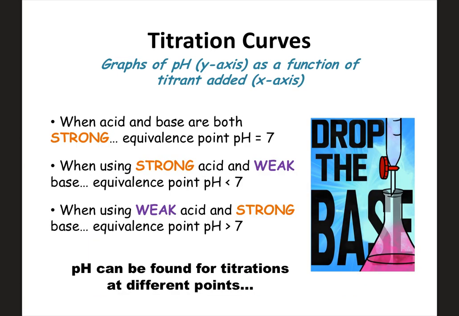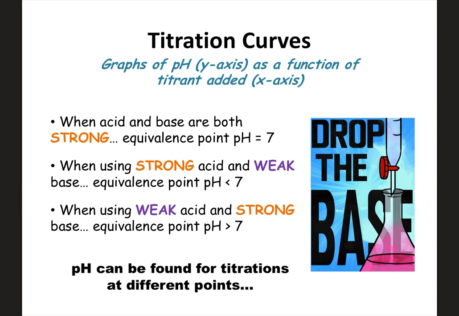A little bit more here about these titration curves. Whenever you are doing a titration and your acid and your base are both strong, your equivalence point is going to be at a pH of 7. So when you're adding a strong acid to a strong base or a strong base to a strong acid, you automatically know the equivalence point is going to be at a pH of 7. So if you can look at one of these titration curves and see your equivalence point is at a pH of 7, you know that you were doing a strong titration.